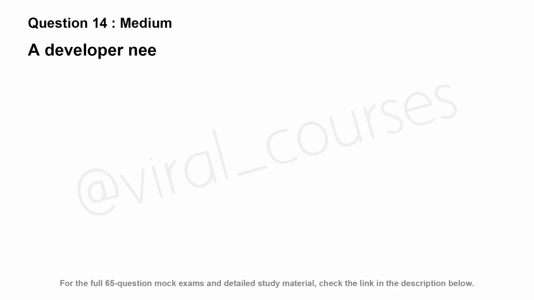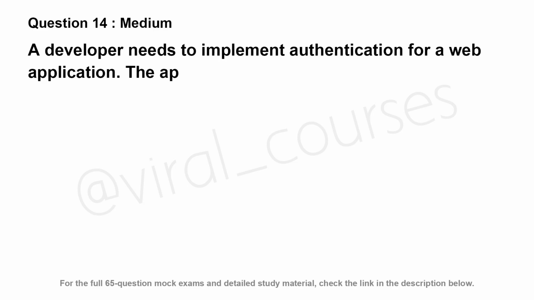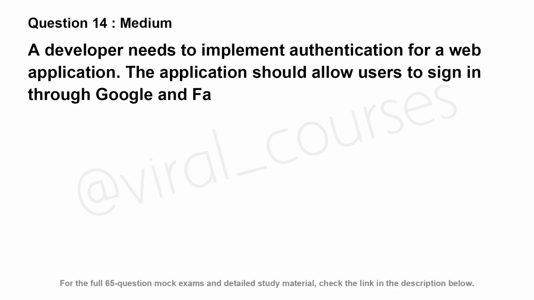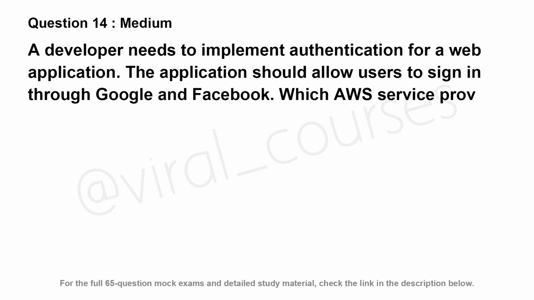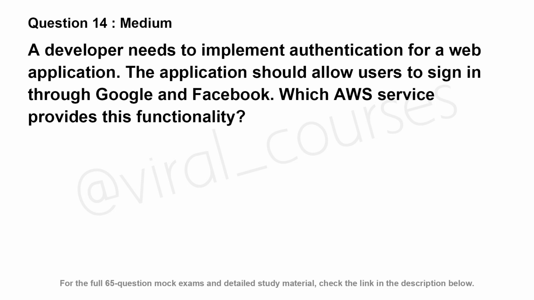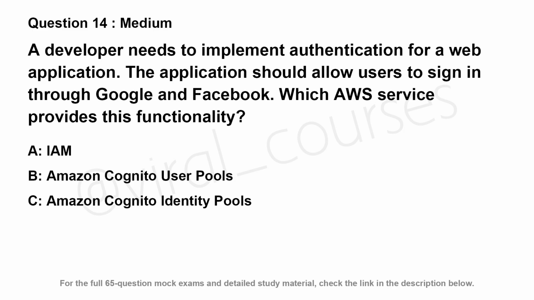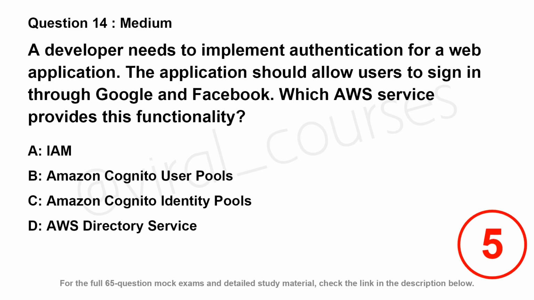A developer needs to implement authentication for a web application. The application should allow users to sign in through Google and Facebook. Which AWS service provides this functionality? Option A, IAM. Option B, Amazon Cognito User Pools. Option C, Amazon Cognito Identity Pools. Option D, AWS Directory Service.